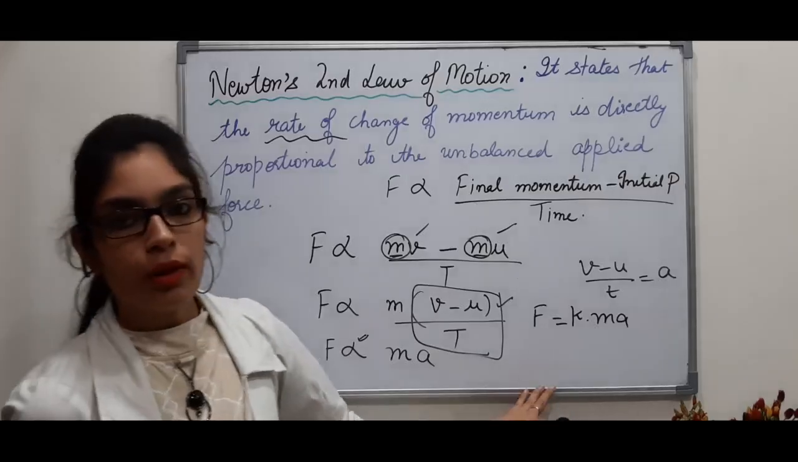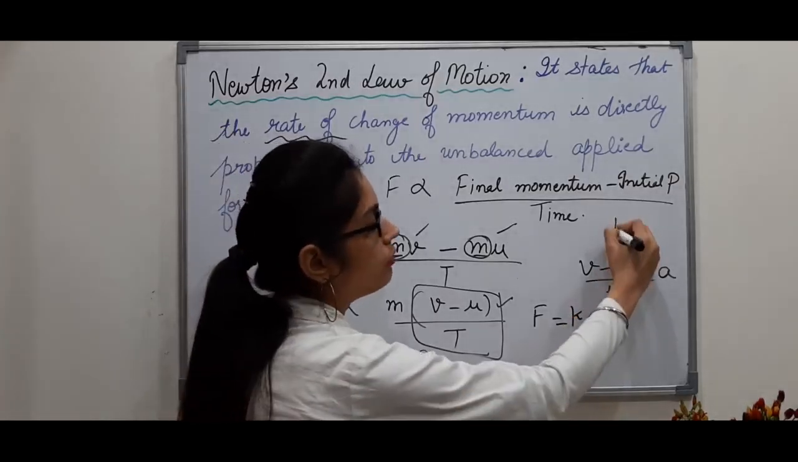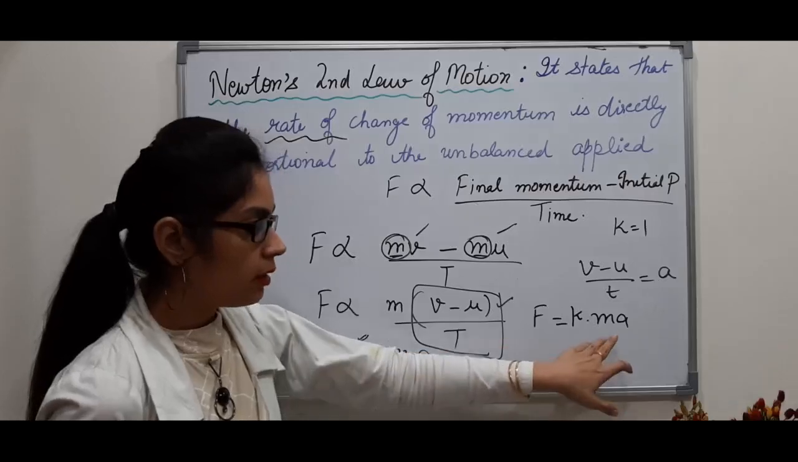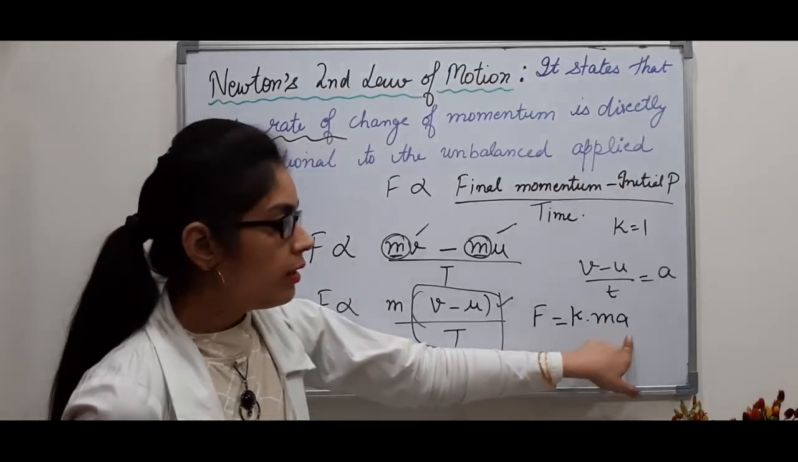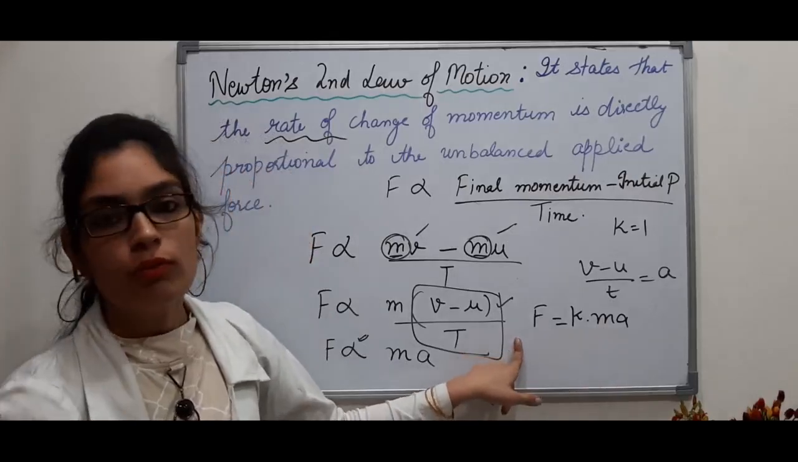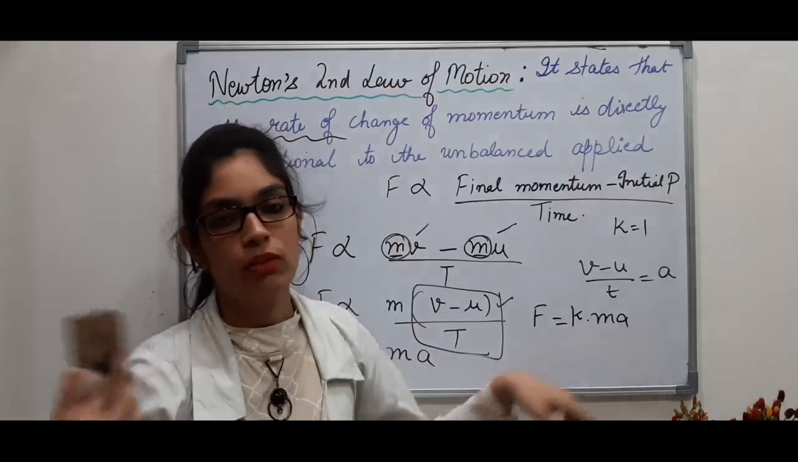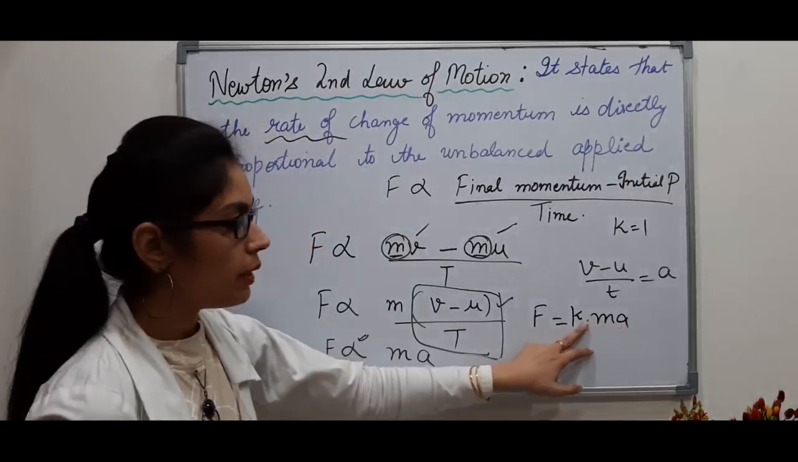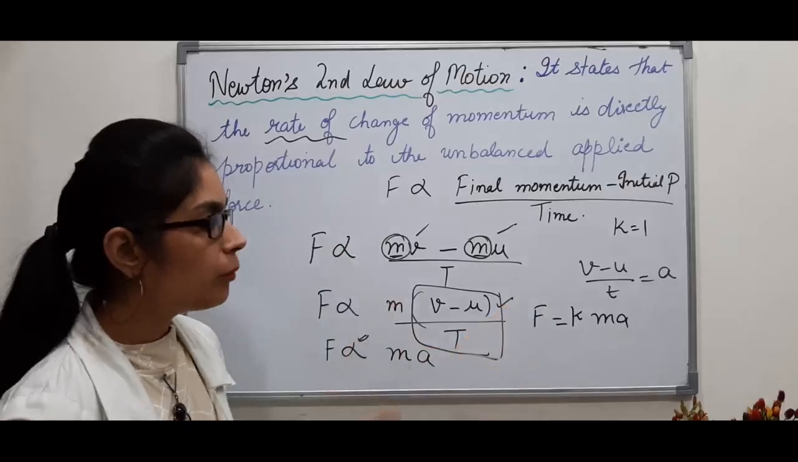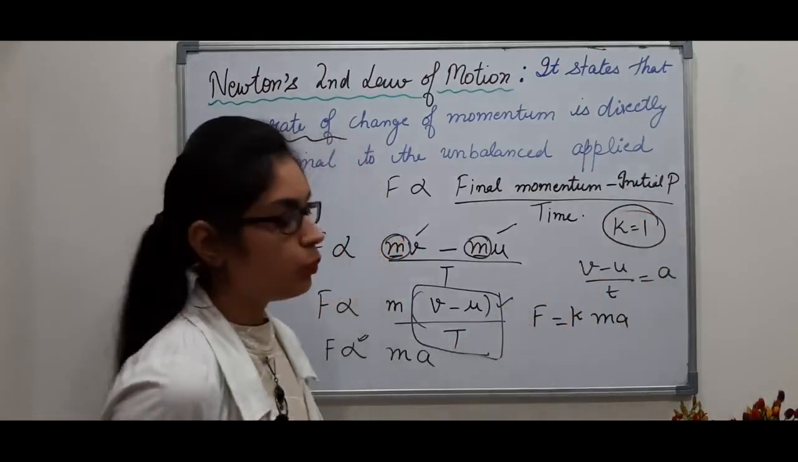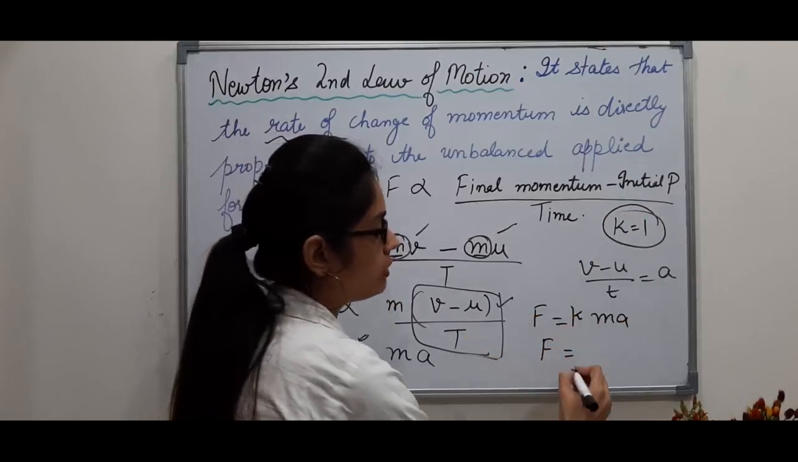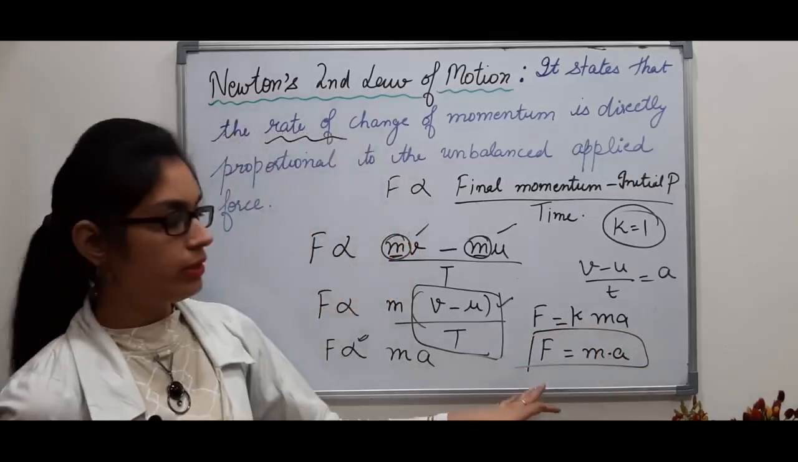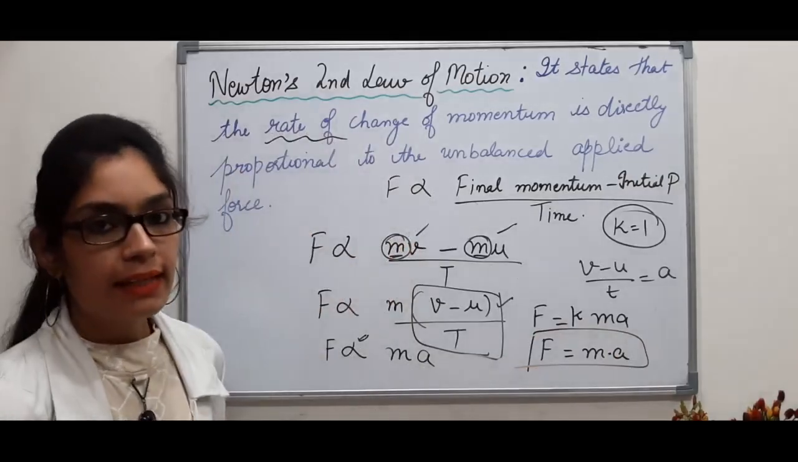Experimentally it's already proven that the value of this k is equal to 1. Because whenever it is tested, if on a mass of 1 kg we apply a force of 1 Newton, it produces an acceleration of 1 meter per second square. So that means if everything is 1, this is also 1. So it is proven experimentally that k is equal to 1, which gives us the formula F is equal to mass into acceleration. This formula of force we have got from the second law of motion.